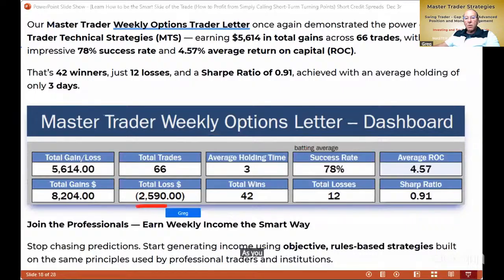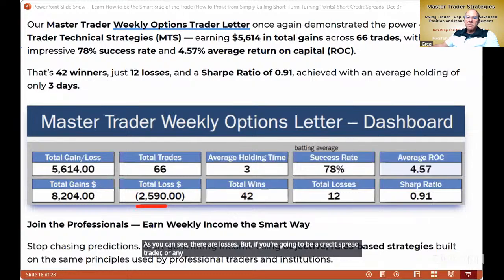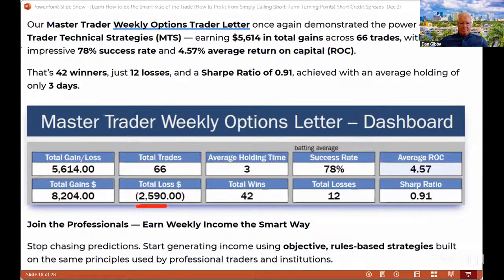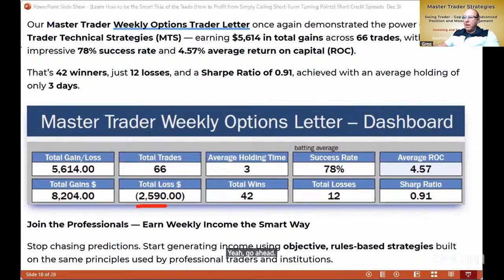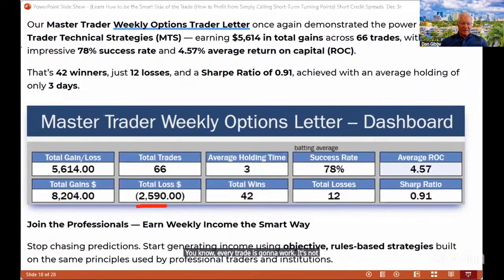As you can see, there are losses, but if you're going to be a credit spread trader or any kind of a trader, it's going to come with losses that have to be managed. Right? Yeah, go ahead. I mean, look, we're not here to tell you that every trade is going to work. It's not. If you hear anybody out there saying they got a 99% batting average, they would have billions of dollars thrown at them from hedge funds to run an ATM machine.